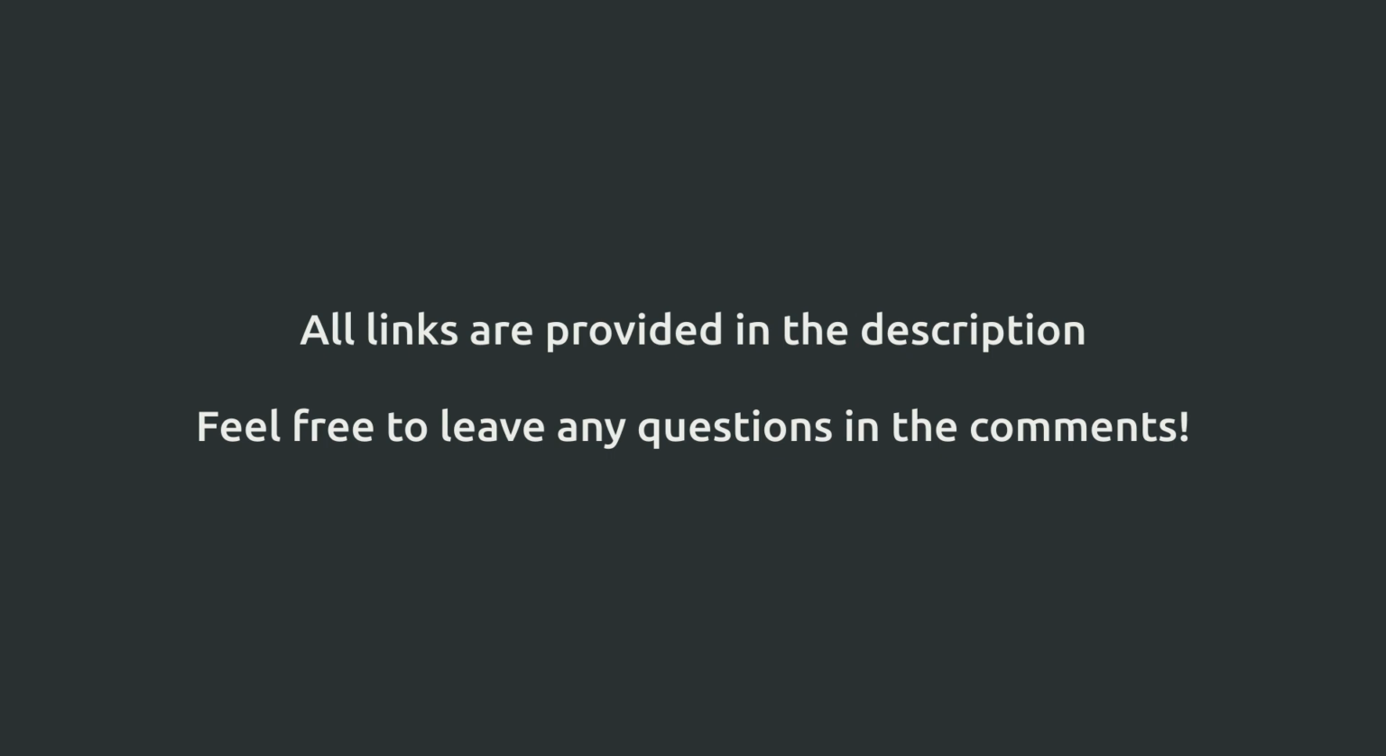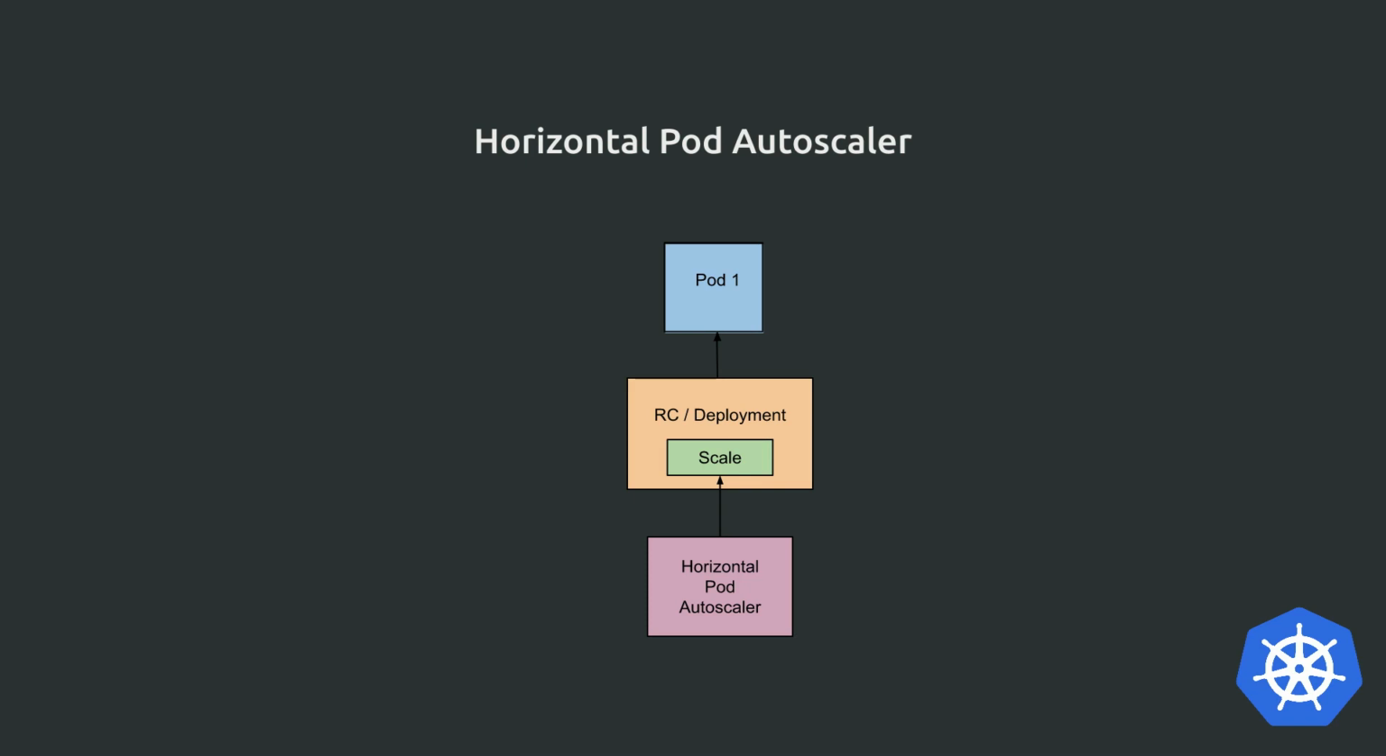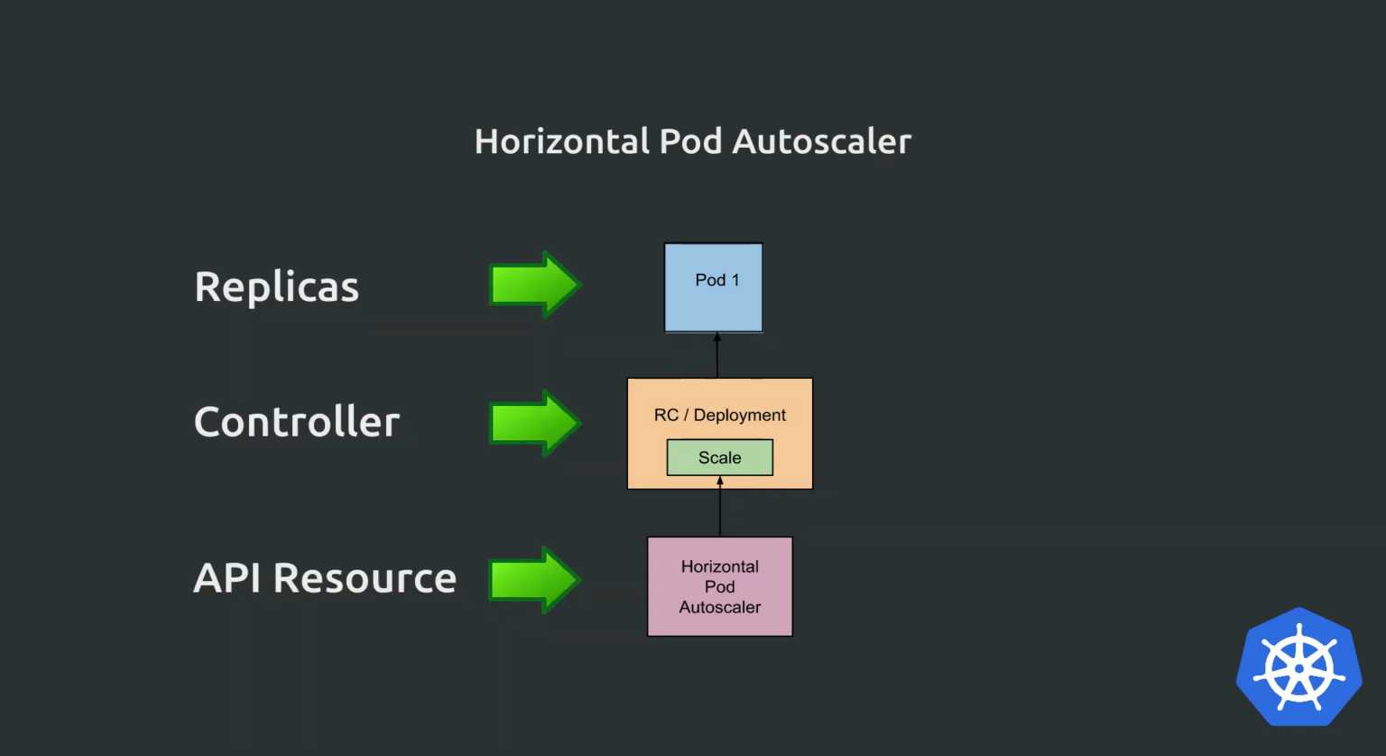Now let's start with some concepts. As you can see in this picture, the horizontal pod autoscaler is implemented as a Kubernetes API resource and controller. The resource determines the behavior of the controller, and the controller periodically adjusts the number of replicas in a replication controller or deployment to match the observed average CPU utilization to the target specified by the user.